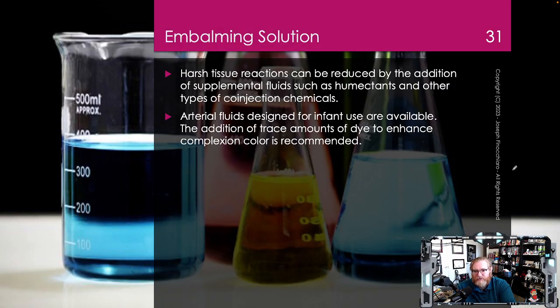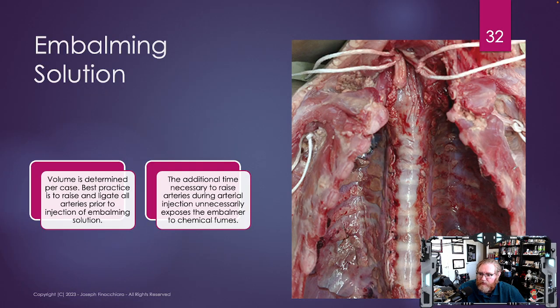Harsh tissue reactions can be reduced by the addition of supplemental fluids such as humectants and other types of co-injection chemicals. Arterial fluids designed for infant use are available. The addition of trace amounts of dye to enhance complexion color is recommended. Volume is determined per case.